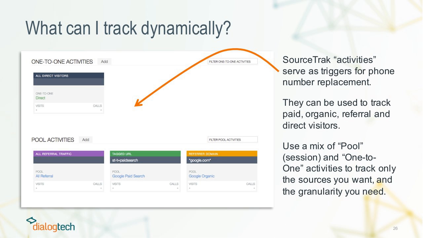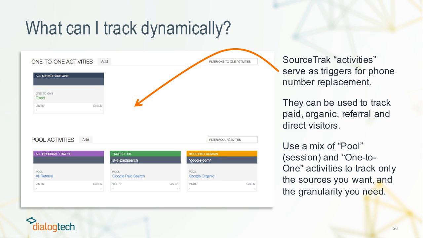So what can we track dynamically? Really, you can track anything dynamically. Any source that sends traffic to your website, we can use the source information to insert dynamic phone numbers, whether that's organic visitors, paid search, email, organic referrals, or direct visitors. The screenshot here is from the Dialog Tech portal, and you'll see there's one-to-one activities and pooled activities. Pooled activities are those session-level dynamic numbers we just talked about.